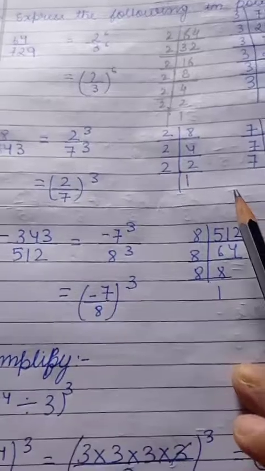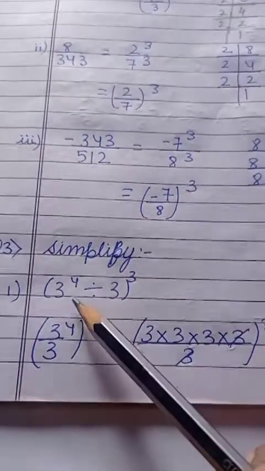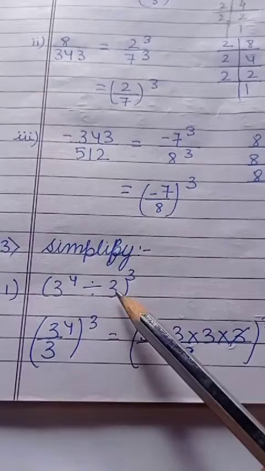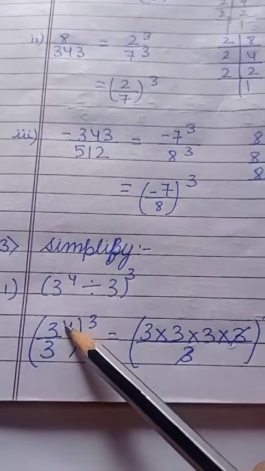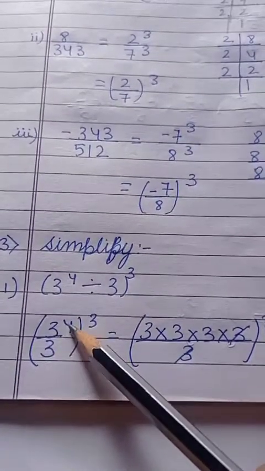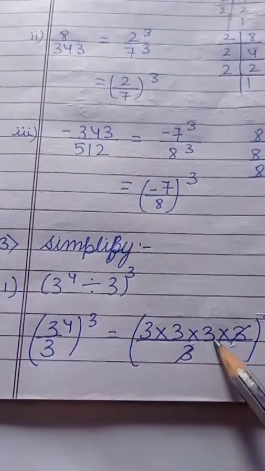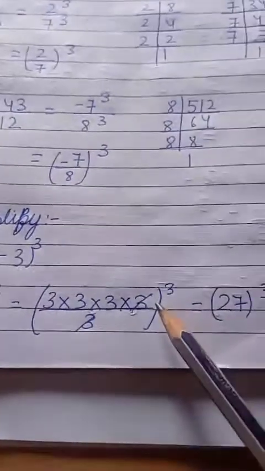Clear? Next question is to simplify. Look here, children, this is the question. 3 raised to power 4 divided by 3, outside the power is 3. So this division can be written like this, 3 raised to the power 3 upon 3. Yes, 3 power 4 means multiply 3 four times, that we multiplied upon this 3. Now one 3 will get cancelled.